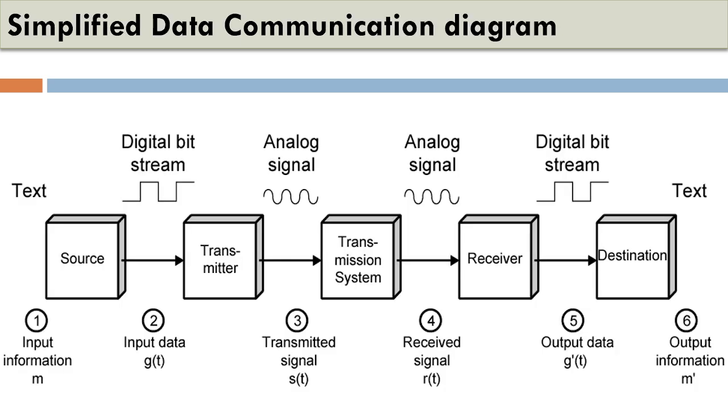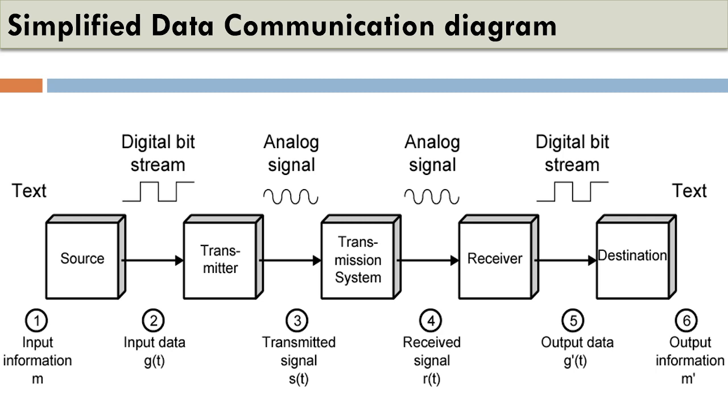And if we look into the simplified data communication diagram, on the left hand side, you can see the information, the input information in the form of a text. Here we are taking the example of a text from the source.